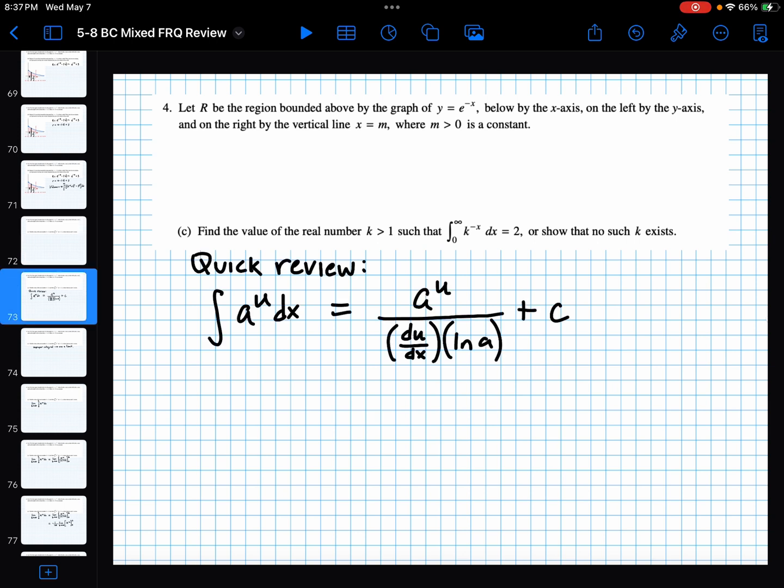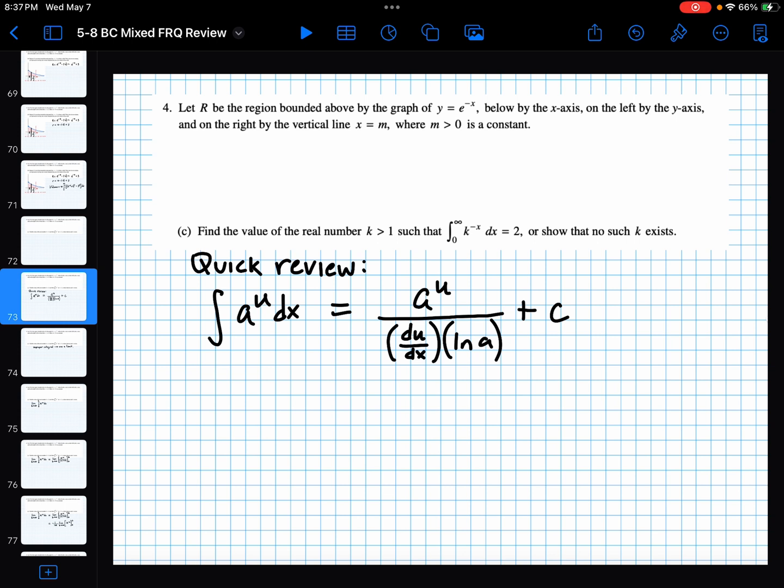So I'm going to show you the formula here. A is the base, a constant base. U is some function of x. All right. So you wind up with the same exponential function back in your numerator over the derivative of the exponent times the natural log of the base. And if it's an indefinite integral, you put the plus c.